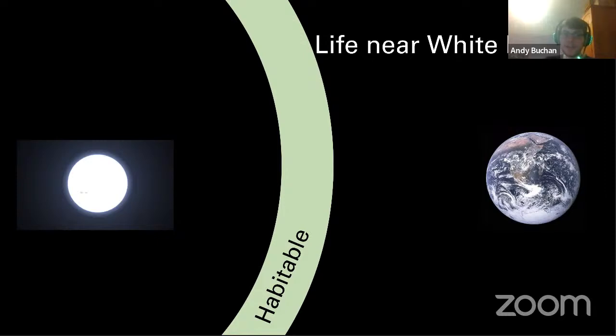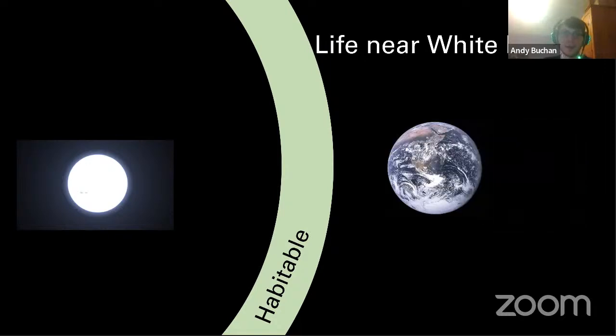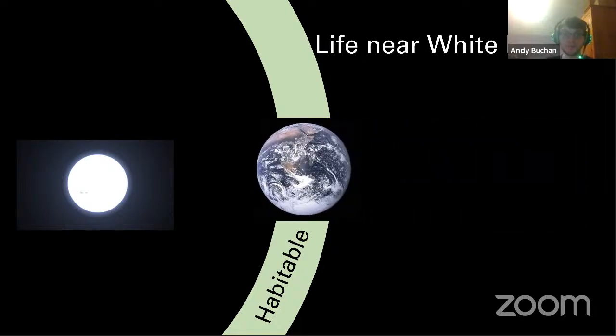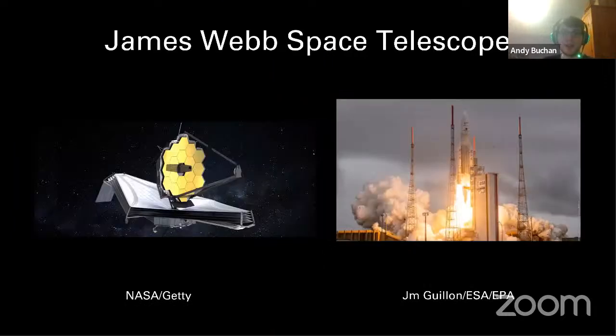But we've seen that it's perhaps plausible that planets can move closer to the white dwarf. So maybe we can imagine that over time, the Earth would gradually move closer in towards the white dwarf, getting close enough where liquid water could once again be possible. And perhaps life could evolve again in that environment. This is obviously a little speculative, but researchers have suggested using the James Webb Space Telescope, which launched on Christmas Day, to look for signs of life on planets orbiting white dwarfs. So watch this space.